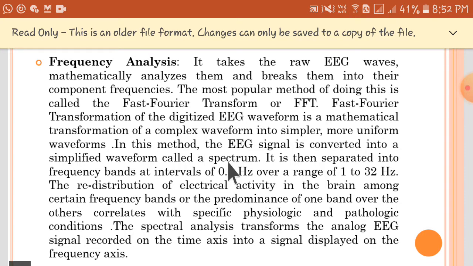Now this spectrum is separated into frequency bands at intervals of 0.5 Hz. And from these frequency bands, specific physiologic and pathologic conditions can be diagnosed by the physician. So that was about the frequency analysis.